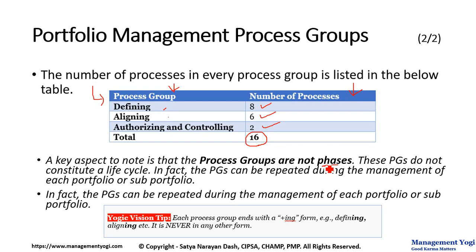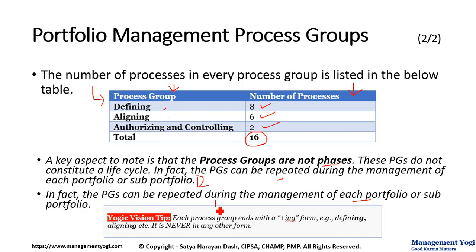In fact, the process groups can be repeated during the management of each portfolio or sub-portfolio. For example, you are in the aligning process group and some new component came up, then again you have to go back to the defining process group to define the portfolio. Or you have a sub-portfolio within the portfolio that you want to manage, and again the process groups are going to be repeated. As I am repeating and emphasizing here, the process groups can be repeated during the management of each portfolio or sub-portfolio.